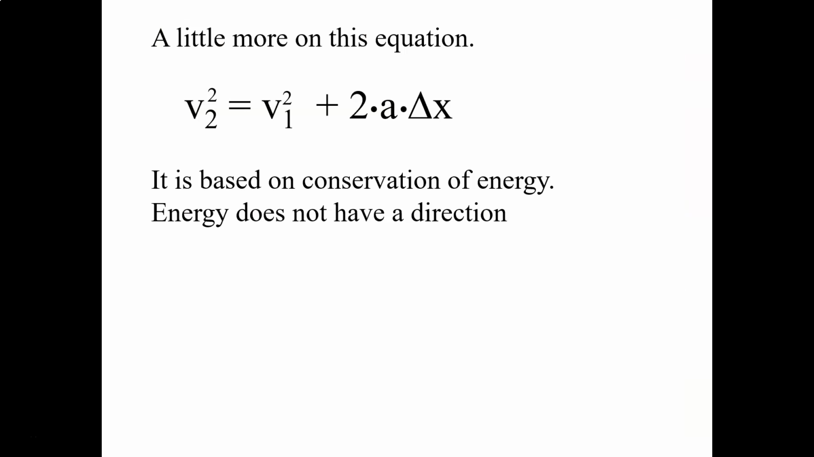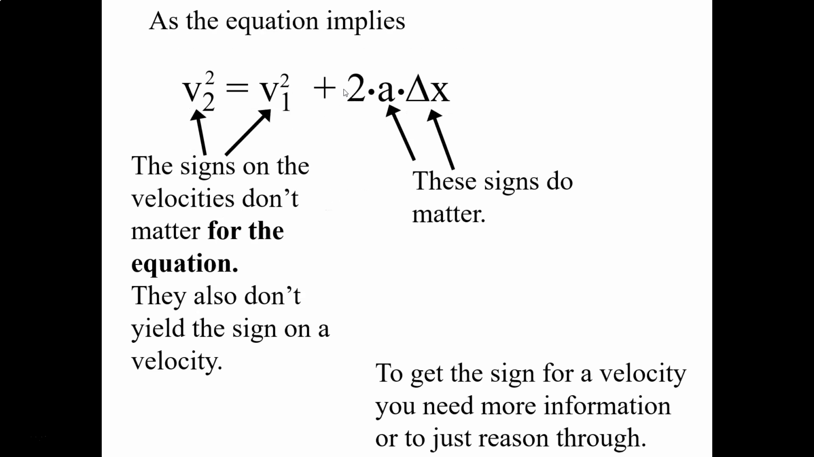Okay. This equation is a little bit quirky, so I just wanted to say a couple things about it. It's based on conservation of energy, and energy itself is not a vector. So we lose some directionality in our equation, and we'll show you what I mean. Basically, the signs for V1 and V2 don't end up mattering when you put them into the equation. And when you get an answer for V1 or V2, it doesn't necessarily include the correct sign that you want.